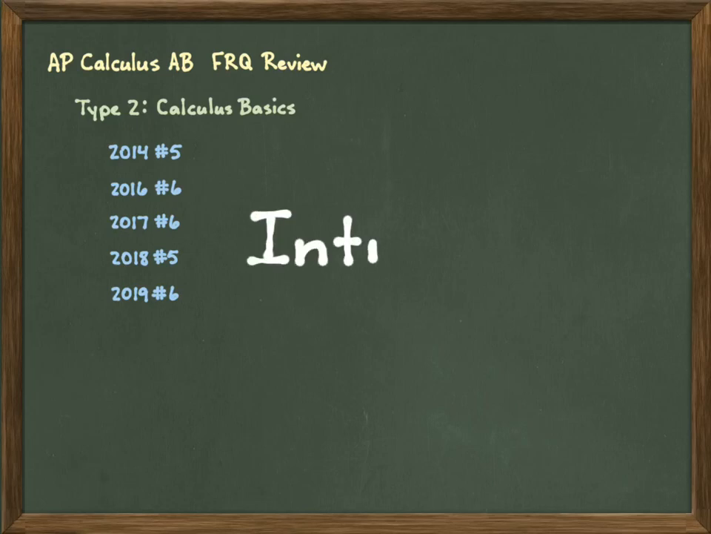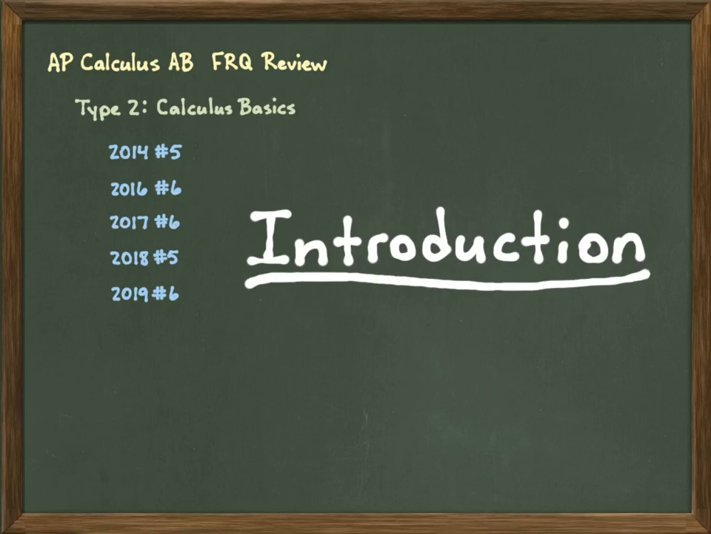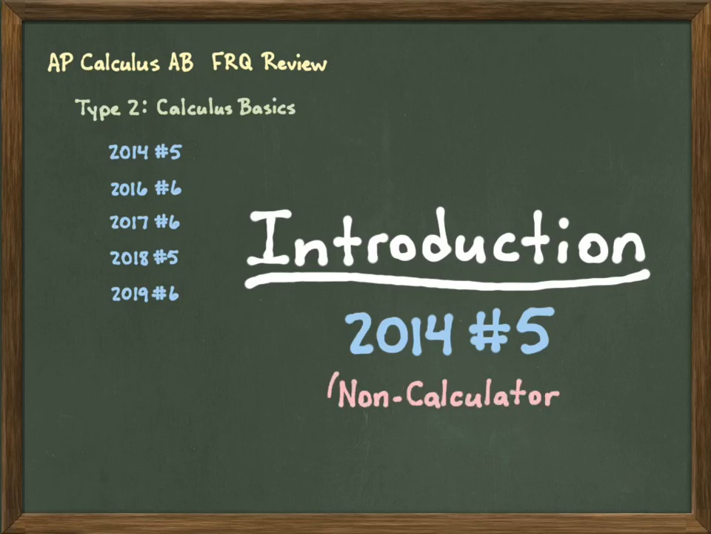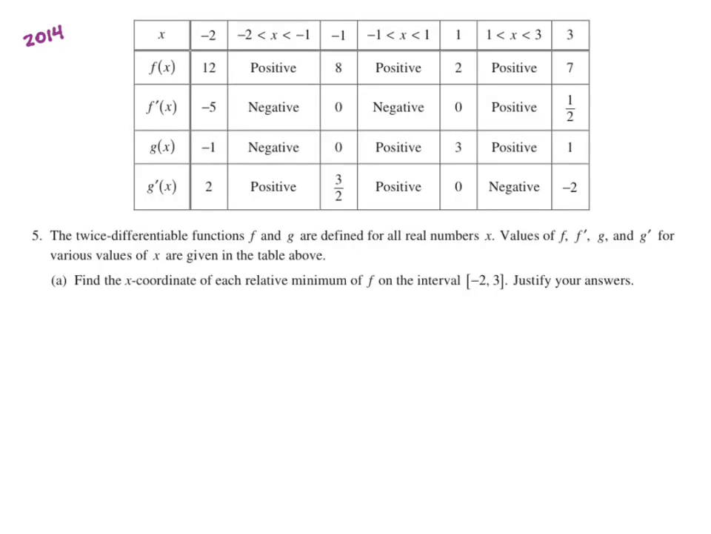The first one is our introduction, and we're going to cover number 5 of the 2014 exam. Because it's the latter part of the exam, this is a non-calculator problem. So with that, let's go ahead and get started. What we have here is a table, not a traditional table, but a table of values for f, f prime, g, and g prime. And it gives us values for specific points, and it gives us signs for specific intervals.